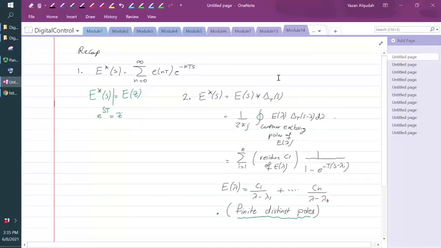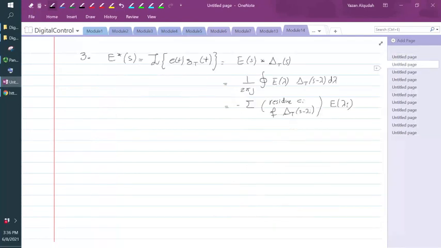The second expression, we used the calculus of residues, and we said that multiplication in the time domain is convolution. We get this complicated convolution integral, but we said if we use the calculus of residues, this will simplify to the summation of the residues multiplied by 1 minus e to the T(s minus lambda i), where the lambda i's are the poles of E of lambda. Now this simplification applies only if E of lambda has finite distinct poles, otherwise the expression is going to be much more complicated.